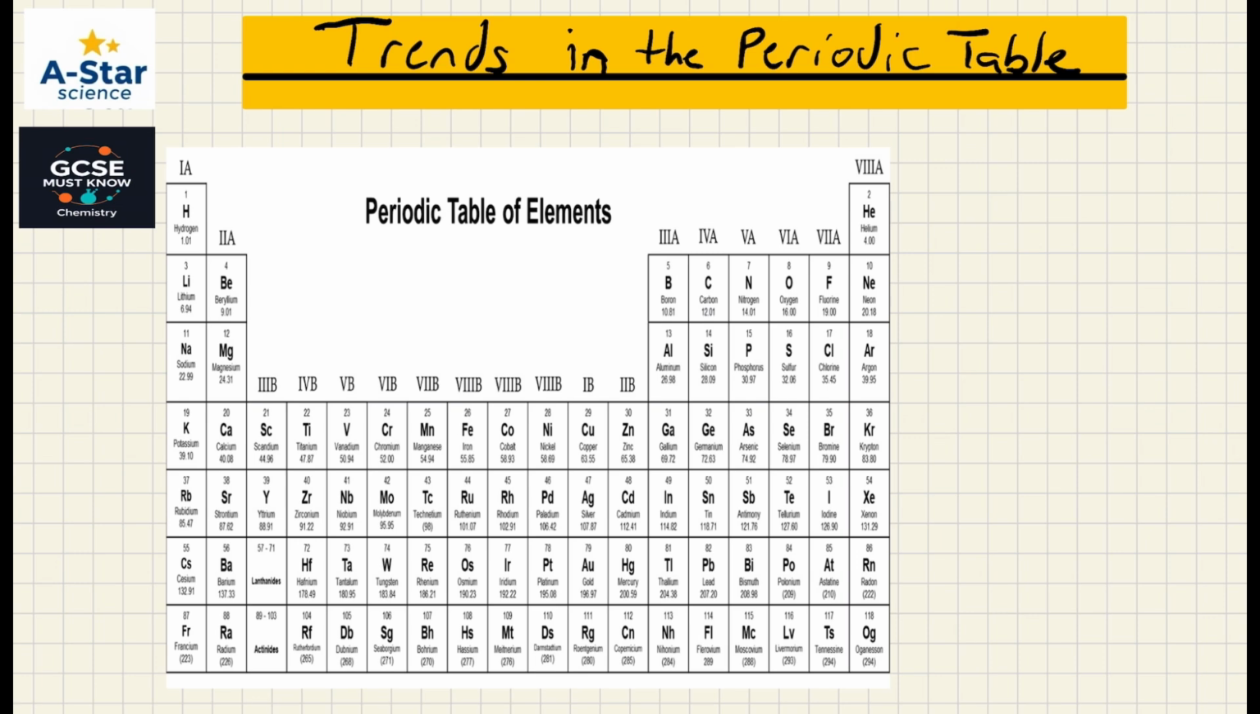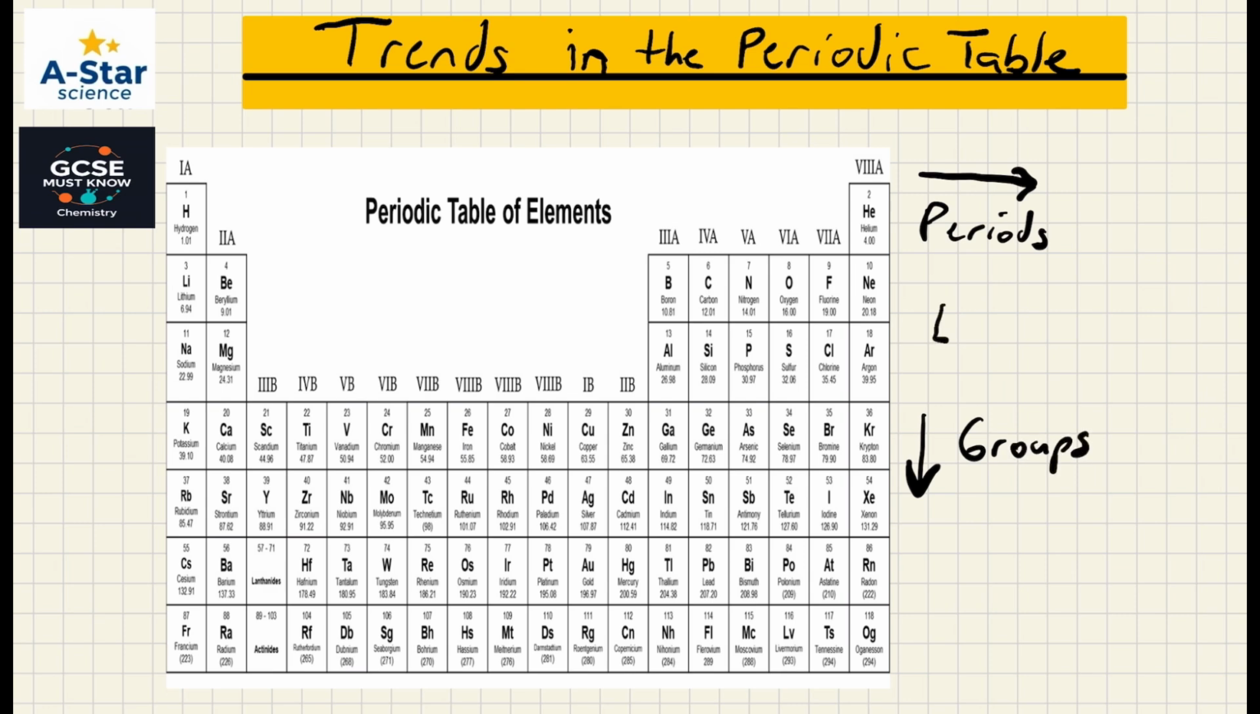First, to understand the trends in the periodic table, we need to make sure that we understand how the modern periodic table is organized. The first thing we need to understand is that going across the periodic table, we call these periods. So the horizontal rows we call periods, and going down the periodic table in the different columns, we call these groups.